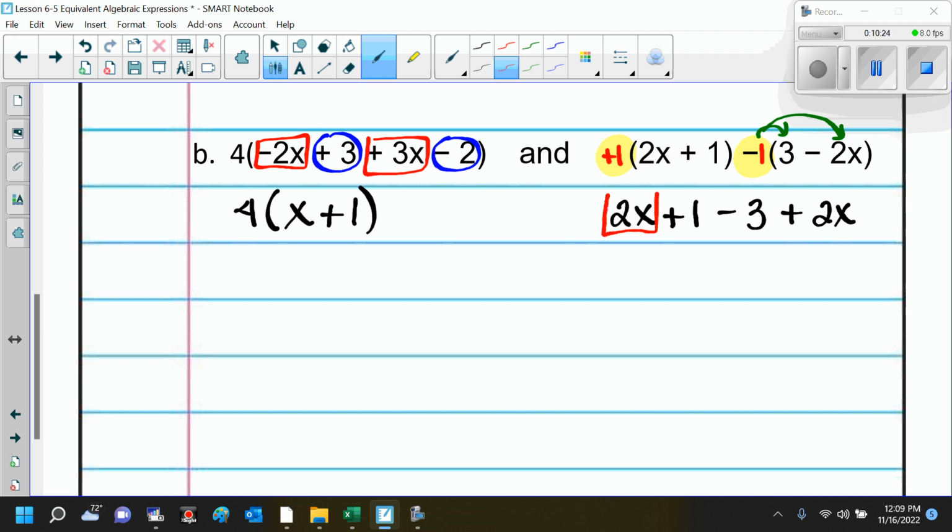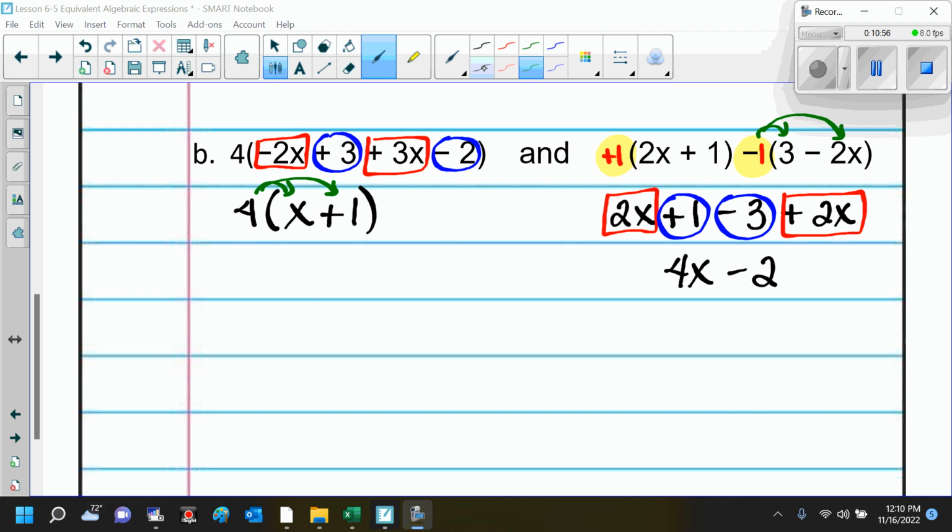So now we're going to combine our like terms. So we've got a 2x here and a positive 2x there. What's that going to give me? 4x. And then we've got a positive 1 and a negative 3, which gives me a negative 2, right? So now over here I need to do some distributing. So here 4 times x is 4x, and then 4 times positive 1 is positive 4.